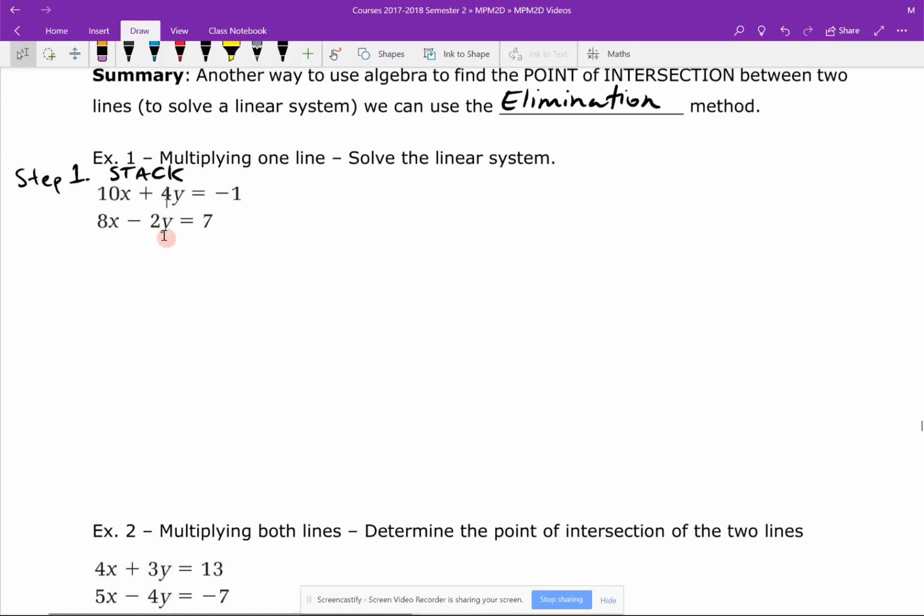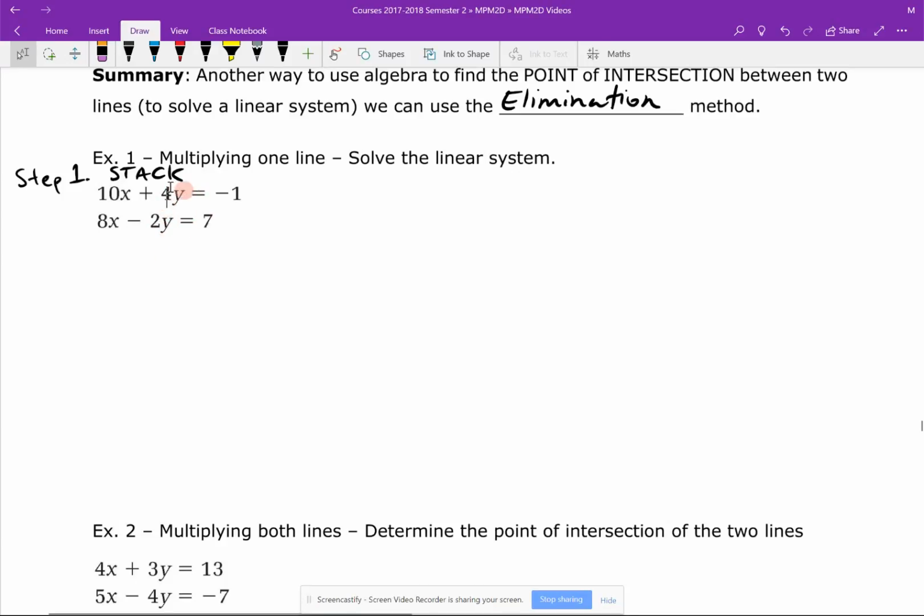Step two, now we have to choose whether we add the two equations or we subtract the two equations to eliminate the variables. So elimination means we have to eliminate one of these variables, either the x's or the y's. Now you can see if I subtracted, well, 10x minus 8x, I can't eliminate the x's. There will still be 2x remaining. 4y and 2y, I can't add or subtract those either. There will still be some y's remaining.